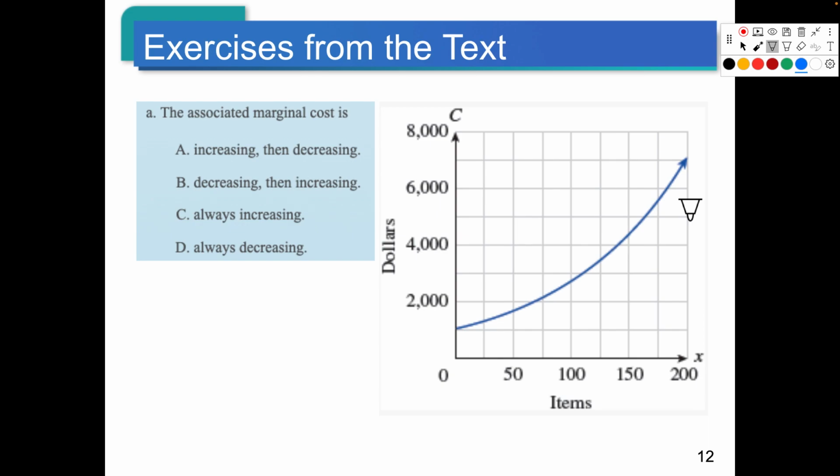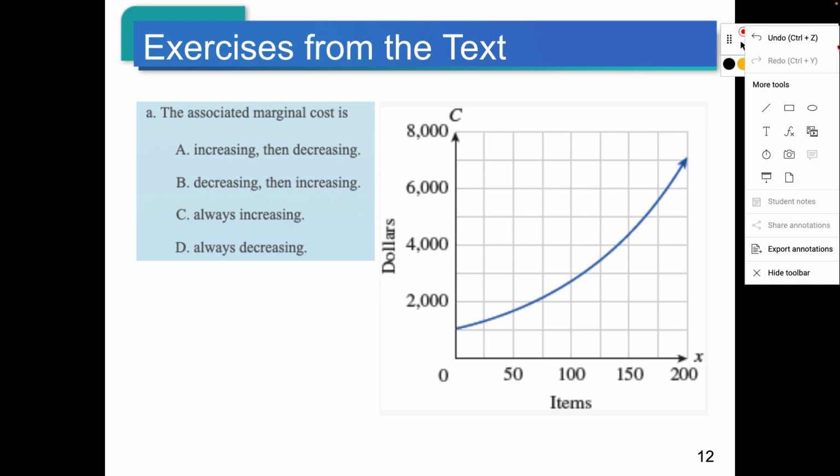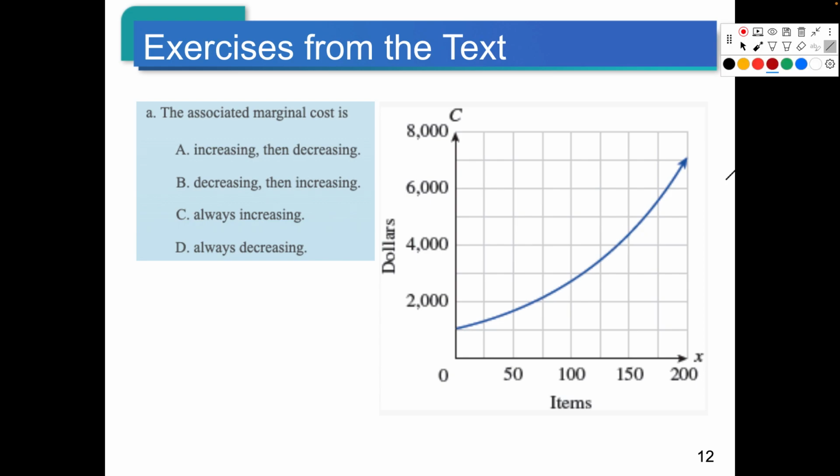So this is where we get into estimating, and this takes us back to some of the exercises we were doing earlier. We have a graph, and they'll ask us some question: what is the associated marginal cost? Is it increasing, decreasing, increasing then decreasing, or decreasing then increasing? So how would we visualize the marginal cost on this graph? What is marginal cost? It's a derivative, and it's a tangent line. So visually, a derivative is a tangent line. So we're going to look at what the tangent lines are doing as we move along this graph.